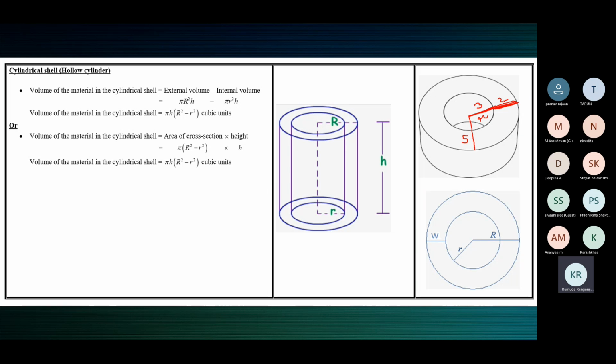So here you can measure this thickness. It's 2 centimeters. So then the outer radius should be the inner radius r plus the thickness, which is normally called W. The outer radius is the capital R.